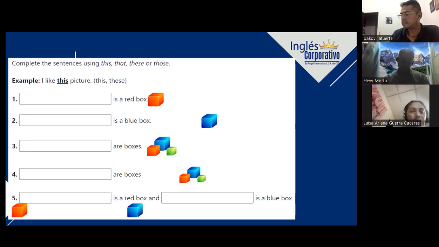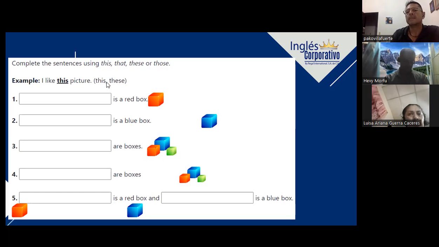This is a red box. That is a blue box. And that is a blue box, okay. Yes, because it's not closed, of course, right? So yeah, that's exactly the answer.